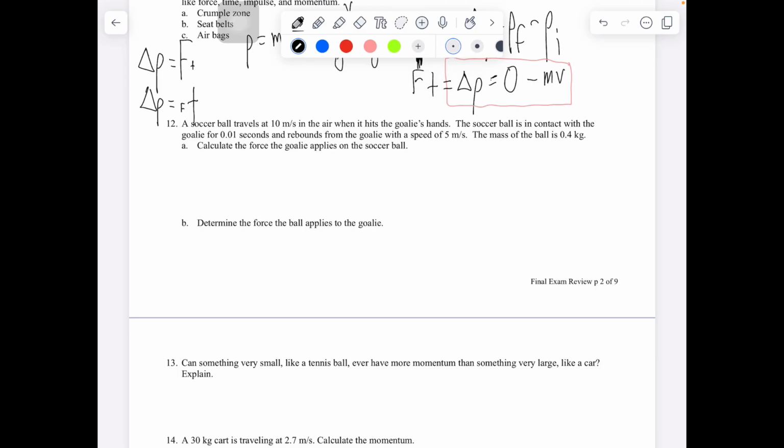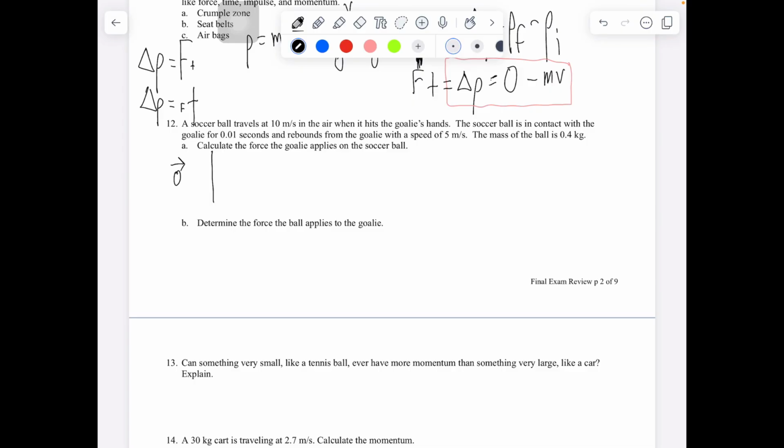Okay. So, big thing with momentum. Draw pictures. Pictures help so much. You start out. There's a soccer ball. It's traveling 10 meters per second. It hits the goalie's hands. I'm not going to draw hands. I'm not an artist. I'm just going to draw a wall. That's the wall. It represents the goalie's hands. Then, it's in contact with the goalie for 0.01 seconds.